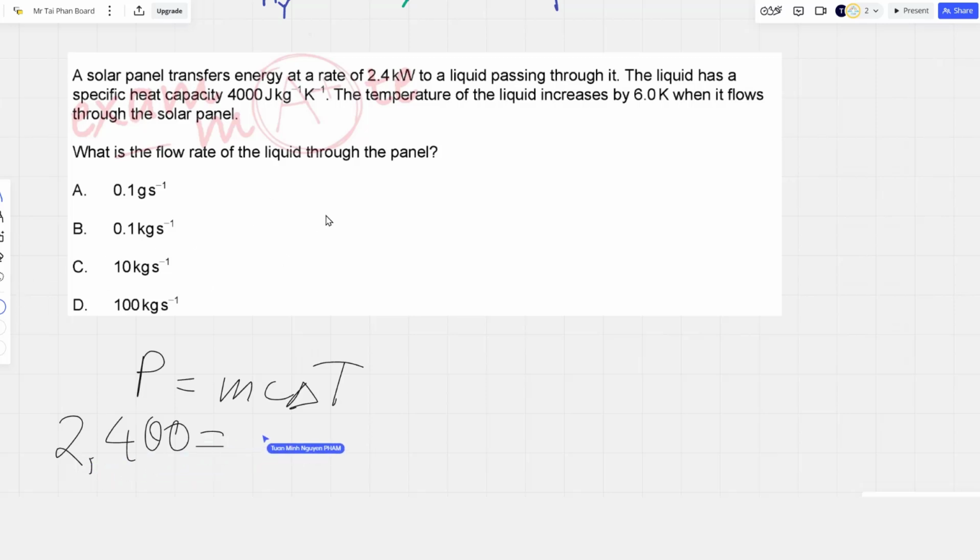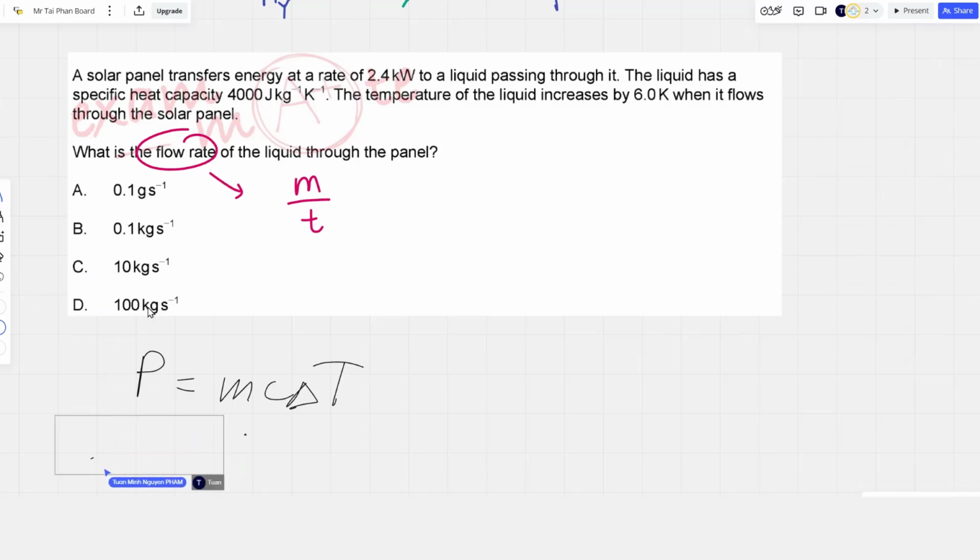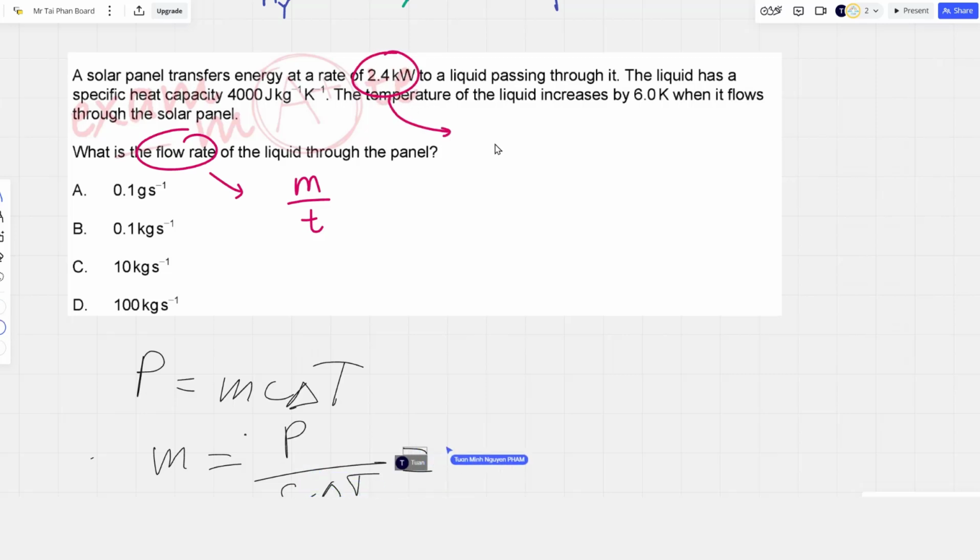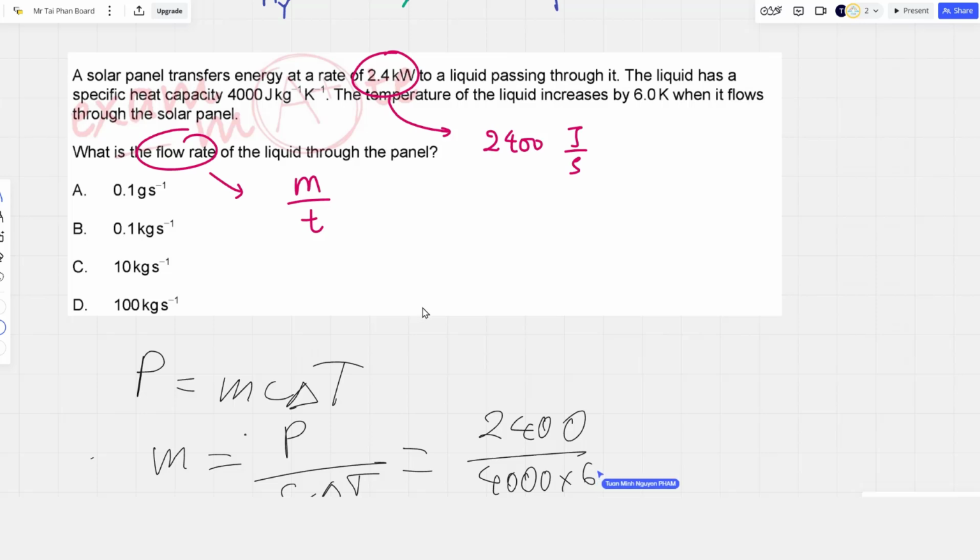Flow rate is the amount of mass moving through a point in 1 second. Mass over time, or volume over time. The unit given in the options is mass over time. So you just need to take a certain time, normally 1 second. Because the number here, 2.4 kilowatt, is the power, meaning the energy input is 2.4 kilojoule, or I can write 2,400 joule per second. So the time at the bottom of the equation where we calculate the flow rate should be chosen to be 1 second. Yeah, you're going in the right direction.